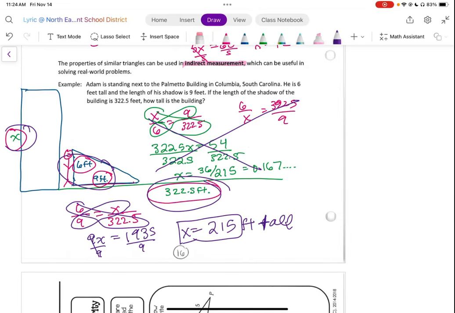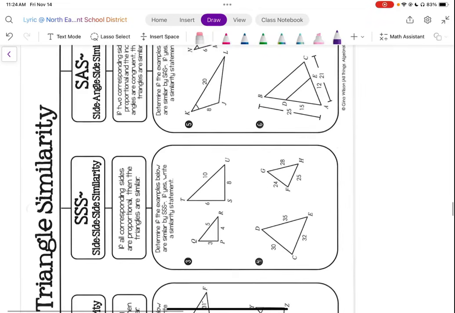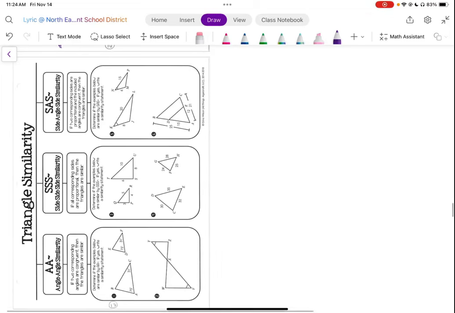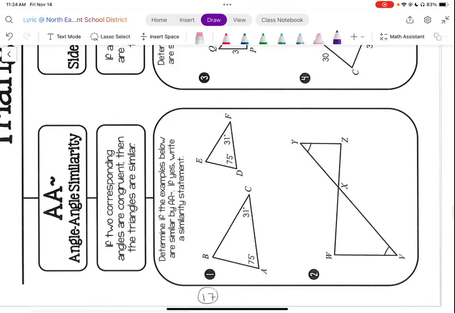Okay. On the next page, we have triangle similarity. This is just a quick reference guide that you can use. So AA, angle similarity: if two corresponding angles are congruent, then the triangles are similar. Determine if the examples below are similar by AA. If yes, write a similarity statement.